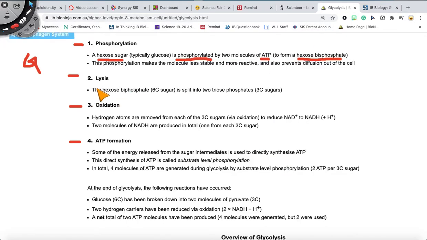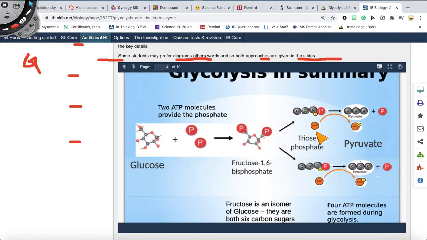So what happens after lysis? Oxidation happens. That means that hydrogen atoms are removed from each of the 3-carbon sugars, and this is what we call oxidation, to reduce NAD plus to NADH. So that means that 2 molecules of NADH are produced in total. So we're going to see oxidation right here.